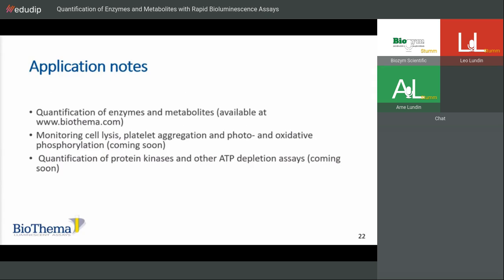We have started to produce application notes. The quantification of enzymes and metabolites is available at the home site. Monitoring of cell lysis, platelet aggregation, and photo and oxidative phosphorylation is coming soon. Quantification of protein kinase and other ATP depletion assays is also coming soon.